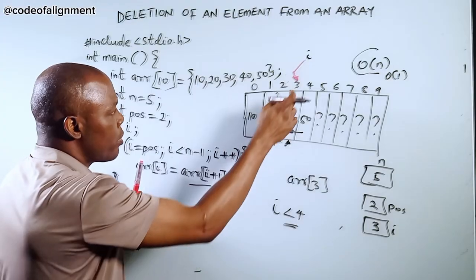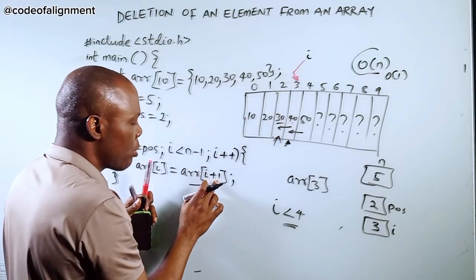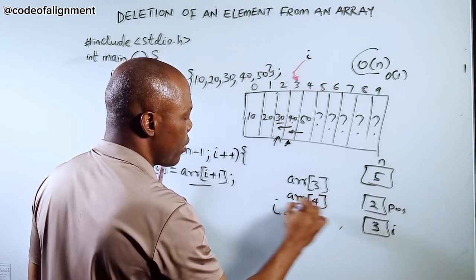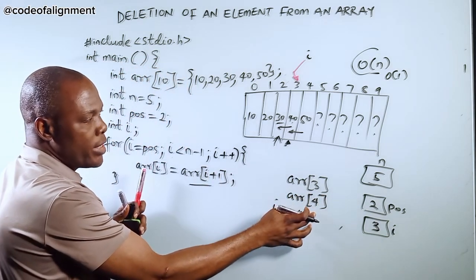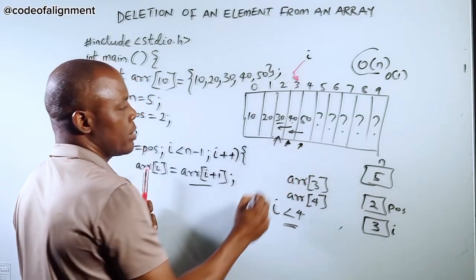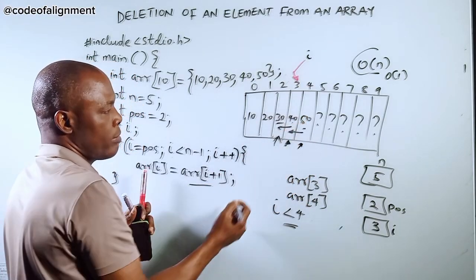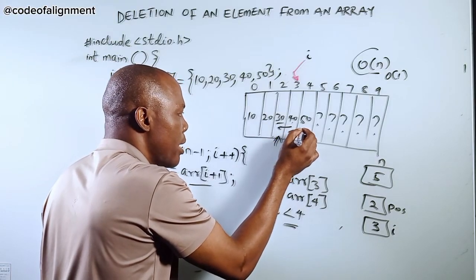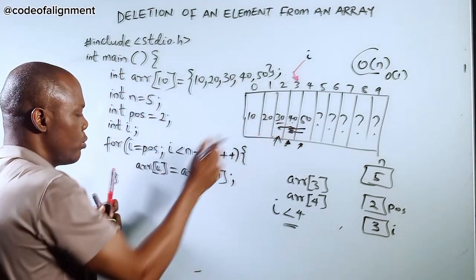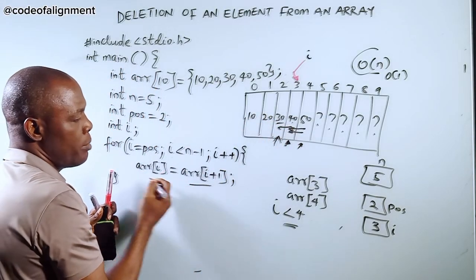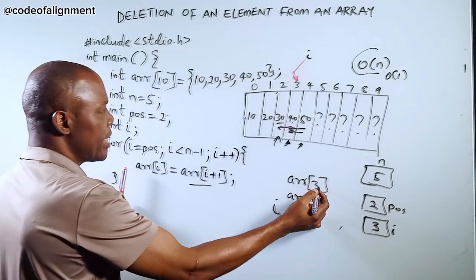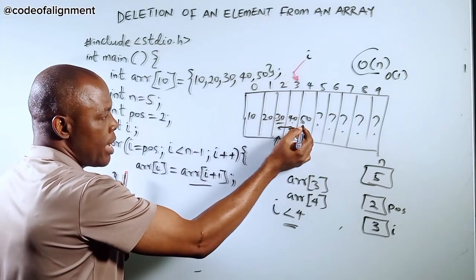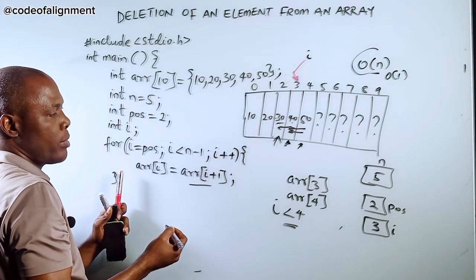I is now what? 3. 3 plus 1. That becomes 4. So array 4 which will be what? Array 4. It will calculate the memory address. Memory address will bring you to this place, which is what? This one, right? Then it's asking you to copy what is here, move it to this place. So you move it. So from here, you move it to this one, because I is now 3. So you are moving it to this place. So you have moved 40 to this place, and you have now moved 50 to this place.